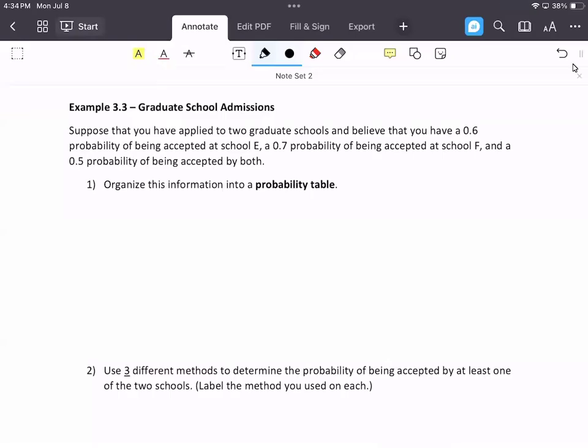Example 3.3, looking at graduate school admissions. We're going to learn a new technique here, and it's called a probability table or a contingency table. They mean the same thing. But let's first of all look at the problem.